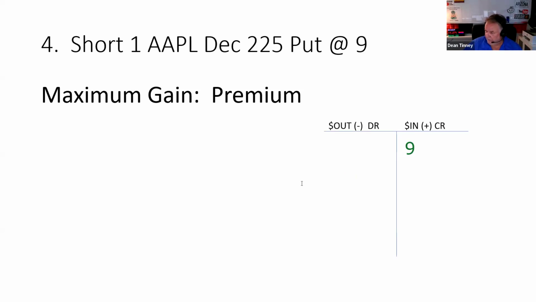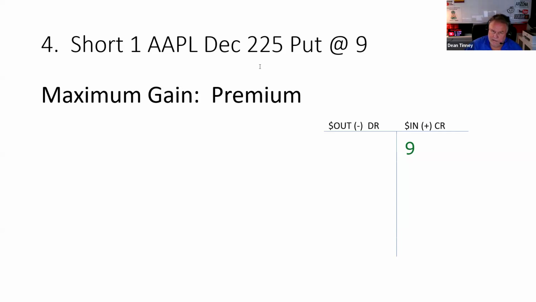So we've got to be careful, because Dean said 227 doesn't matter. We don't care where it's at when we do the trade. We care where it's at when we are done. And at expiration, we're done. Either the contract's going to be exercised or the contract is going to expire.